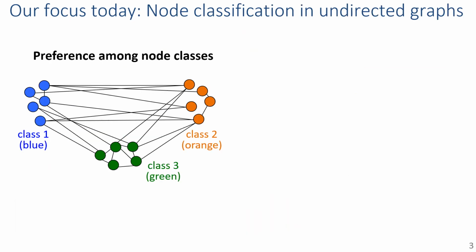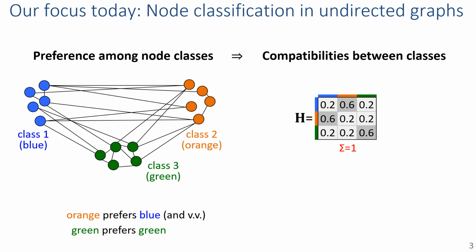Our concrete application is node classification in undirected graphs like social networks. Here, the type or class of a node determines preferences for connecting to other classes. For example, here orange prefers blue and green prefers green. We can interpret these preferences or compatibilities as frequency distributions. So for example, 60% of edges starting at an orange node lead to a blue node, and so on. Thus we can model the compatibilities as a symmetric compatibility matrix where rows or columns represent the corresponding frequency distributions.